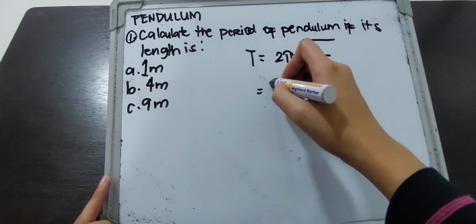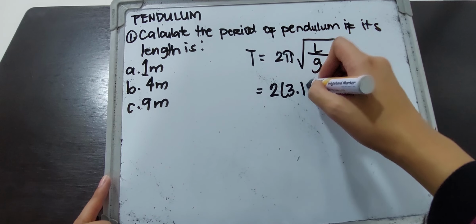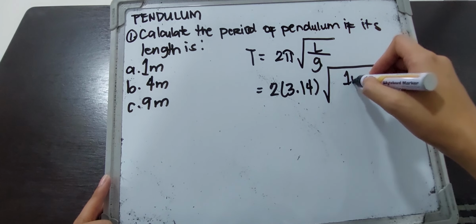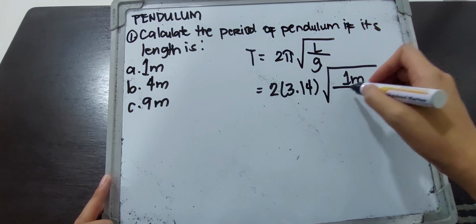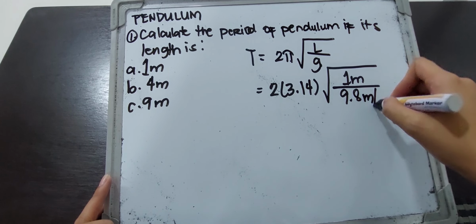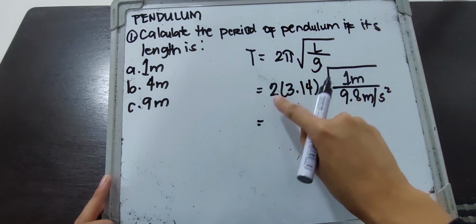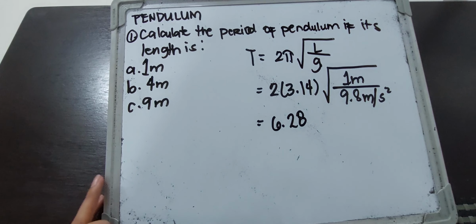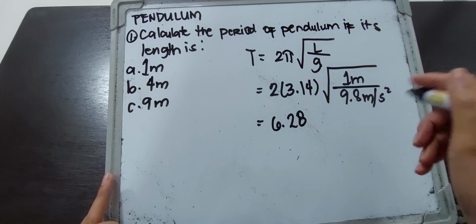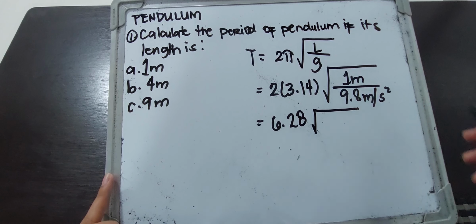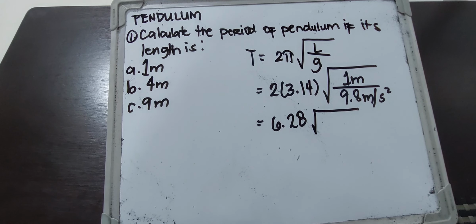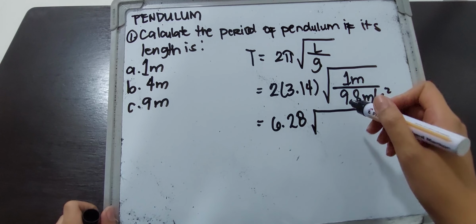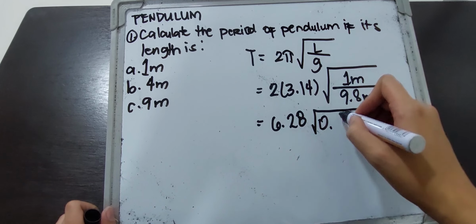So, simple lang naman, 2 times 3.14 times the square root of length natin is 1 meters divided by 9.8 meters per second square. So 2 times 3.14 is 6.28. But you can encode this in your calculator ng isahan. Pwede naman. Medyo magkakaroon lang ng konting difference sa ating answer kasi nag-step by step ako. So 1 divided by 9.8 is 0.10.